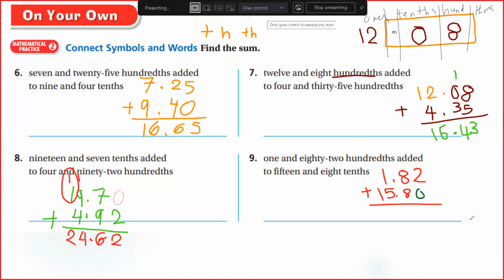8 plus 1. Yeah. 8 plus 8. 16. 15. Yes. 15 plus 1. 16 plus 1. 17. So, but don't forget the decimal. Yes, don't forget the decimal number. So it's going to be 17 and 62 hundredths. Do you have any question?